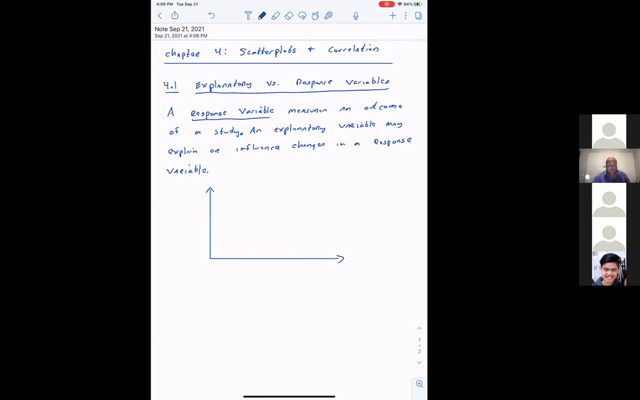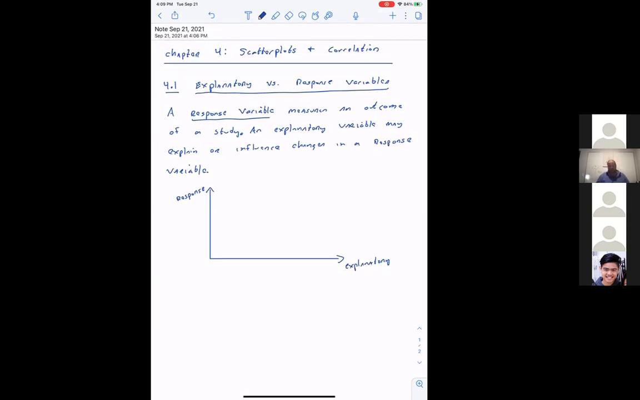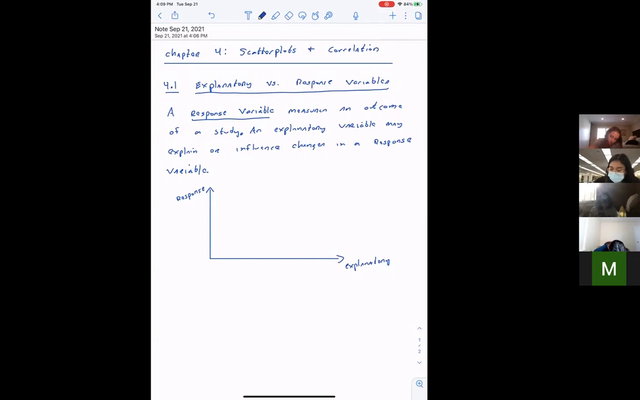Okay. So an explanatory variable is on your horizontal axis, and a response variable is on your vertical axis. And at a more advanced level of statistics, you might have more than one explanatory variable. You might have multiple response variables. But here, we're going to focus on one and one. One thing explains something else.